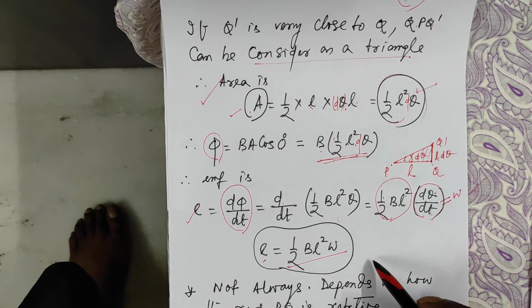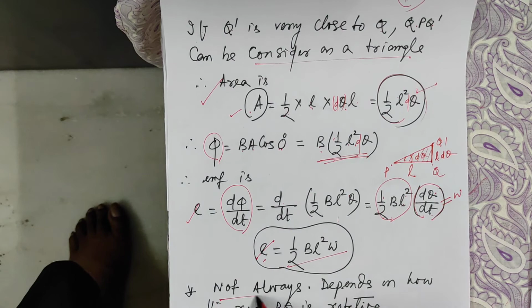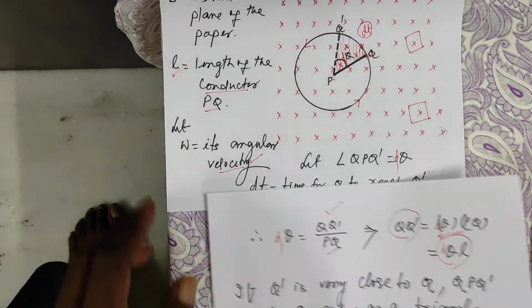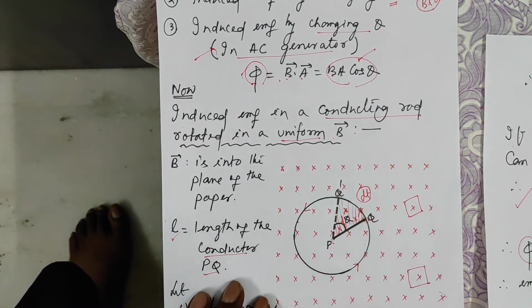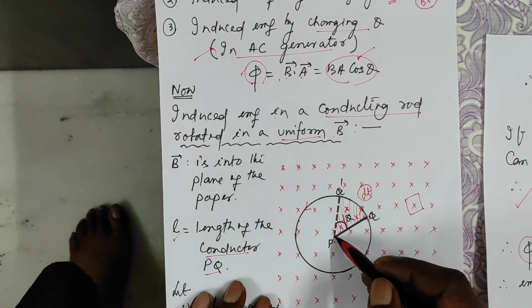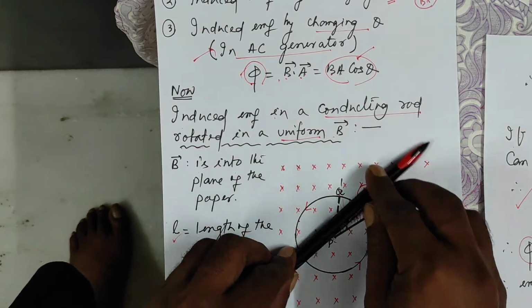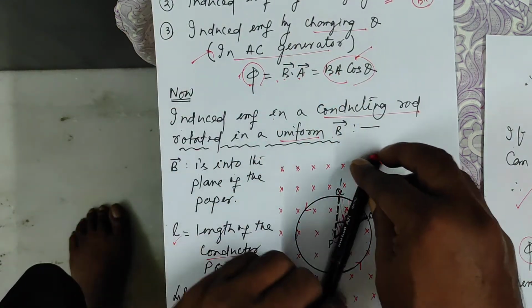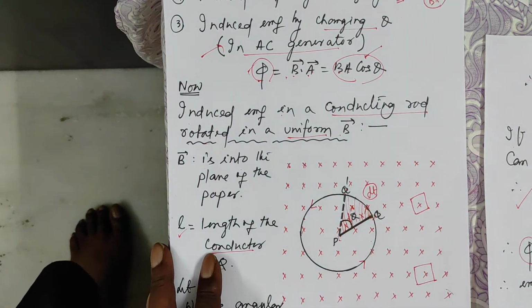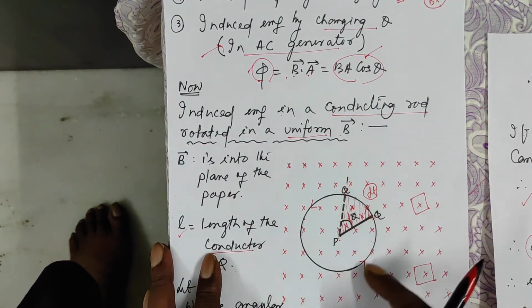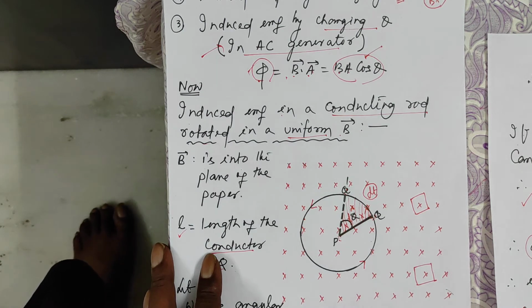But don't think that whenever the conductor rotates in a magnetic field, there will be EMF. Not always. It depends on how the rod PQ is rotating. If you look here, when the magnetic field is into the plane, PQ is rotating in a horizontal plane like this. All the lines of force pass normally through the circular area which is created.